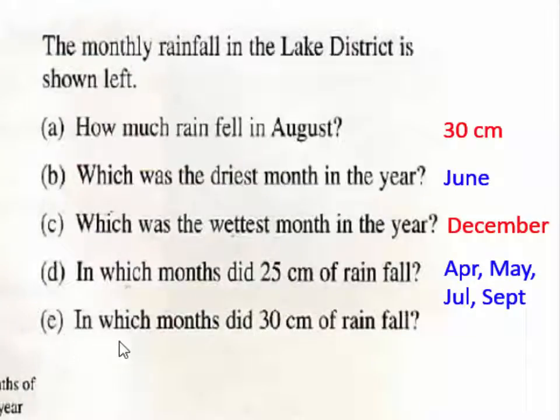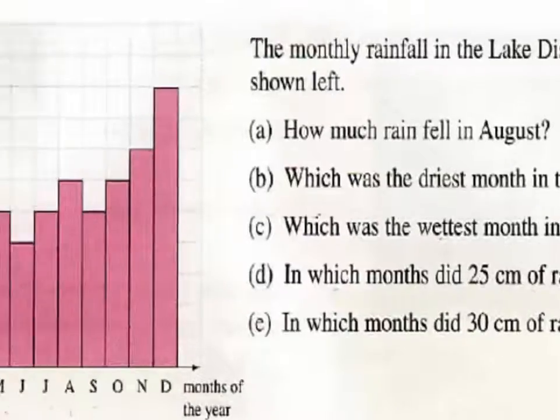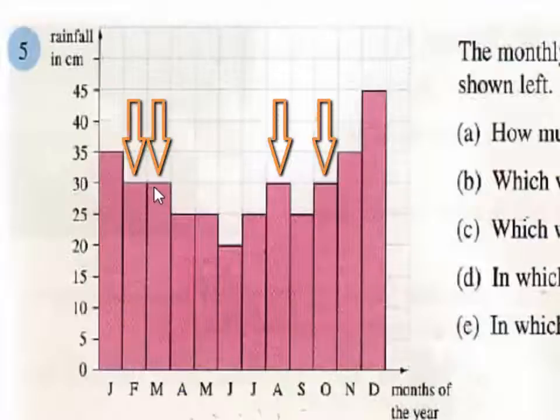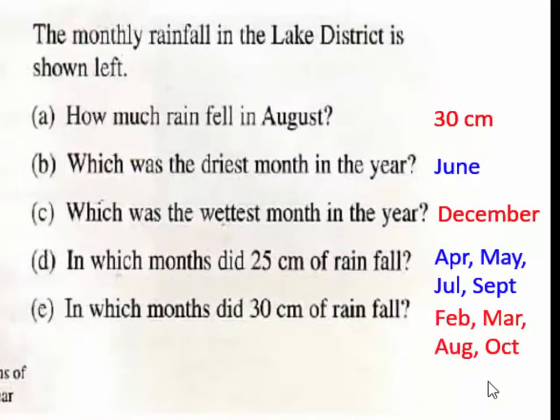And last but not least, in which months did 30 centimeters of rain fall? And again, it's months, it's plural. So look for 30 up here, go across and see we've got February and March, and we've got August and October. So there's our answer: February, March, August, and October. Fairly straightforward reading the data off the bar chart.